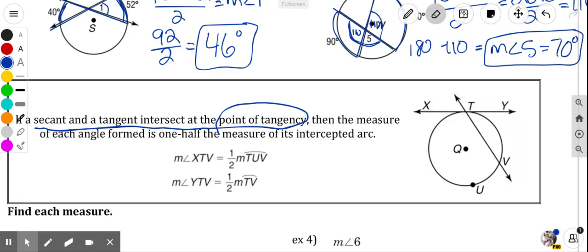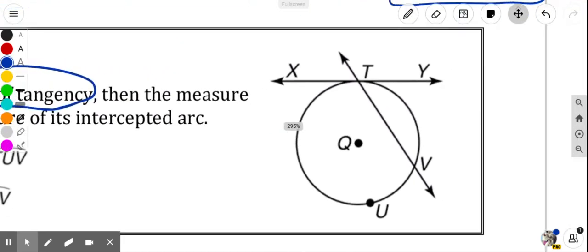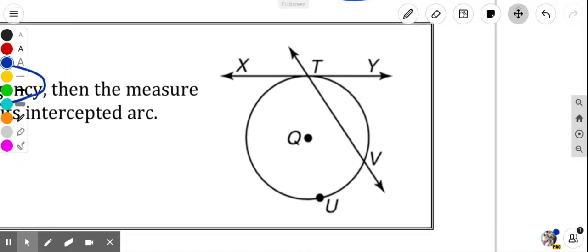So I'm going to zoom in on just this picture for a second and kind of explain what this is saying. So again, I'll highlight the lines. So here's our tangent. Here's our secant. I'm going to use some different colors here. So notice on the right-hand side of this secant, we have angle YTV.